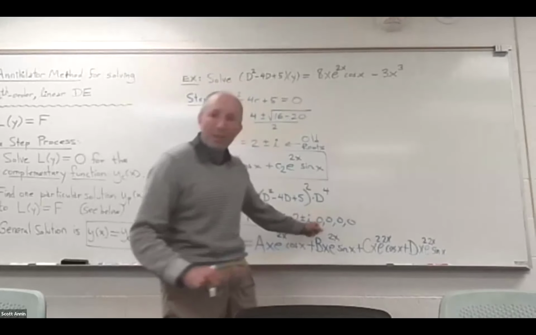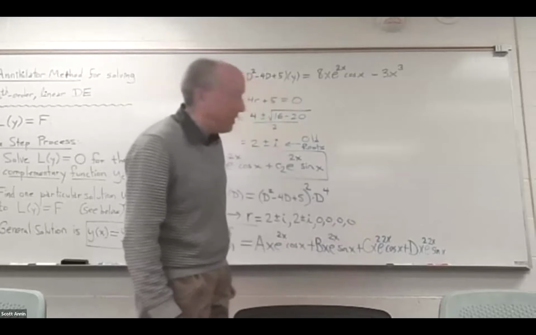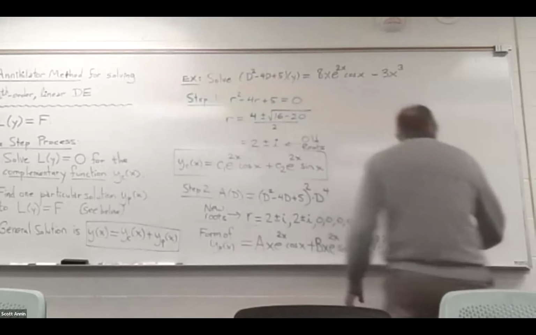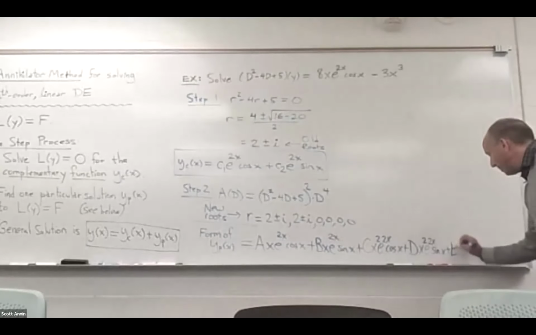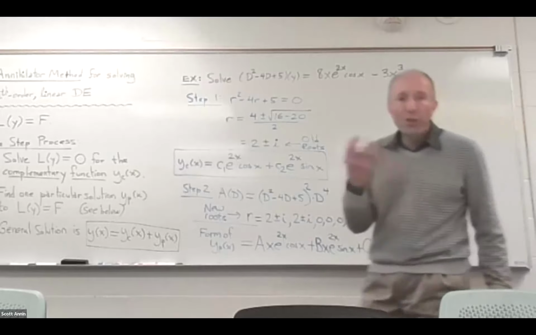Finally, we have several more terms that are associated with these zeros. Let's see if we can write them down. Of course, this is the first time we've seen 0, so it would just simply give us some constant times e to the 0.